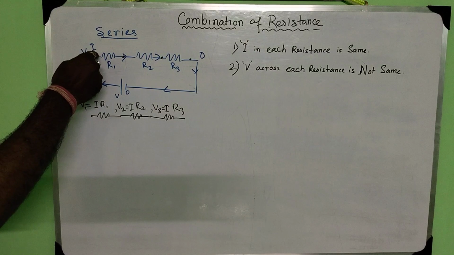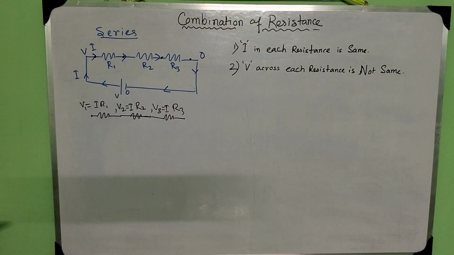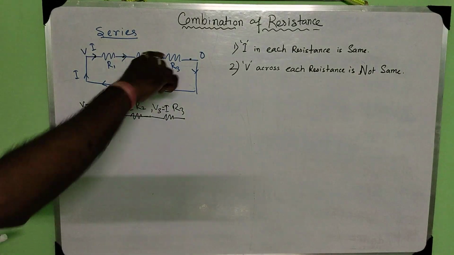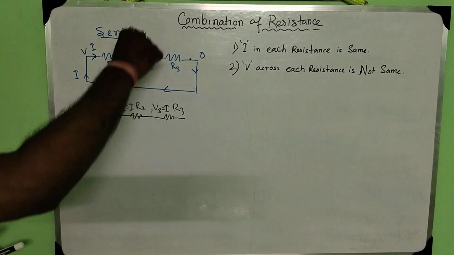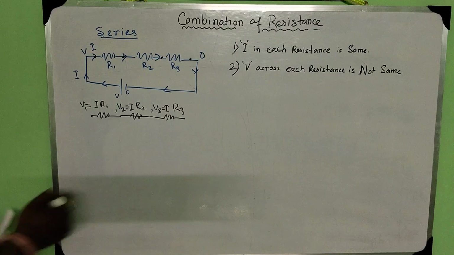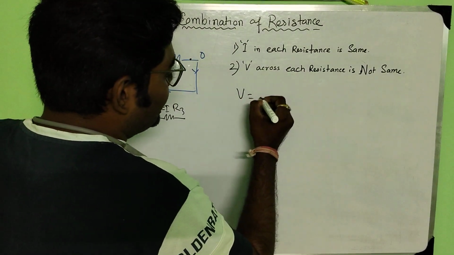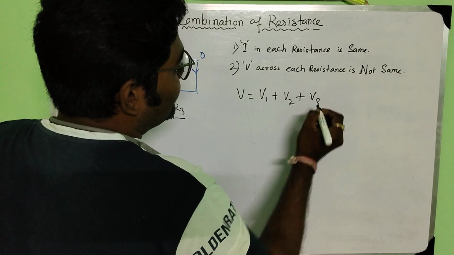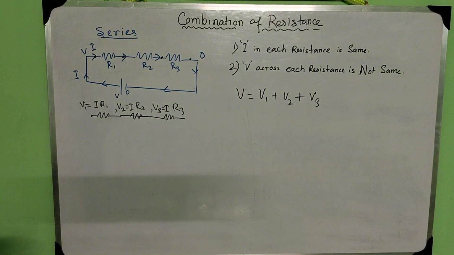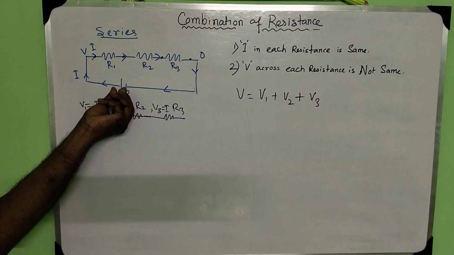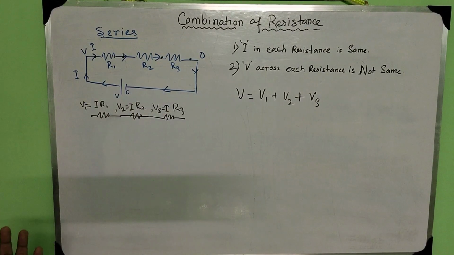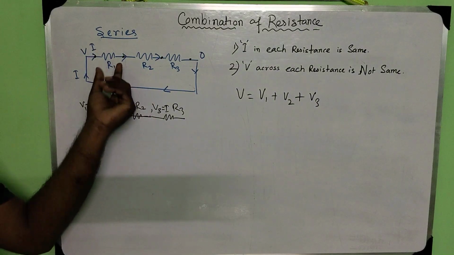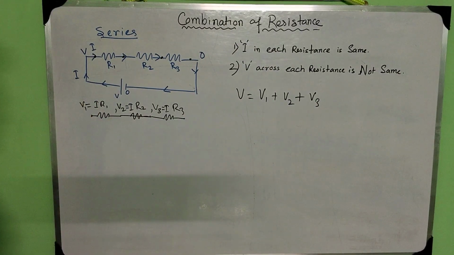Now the current will cause some voltage drop at R1, then at R2, then at R3, and then it will come to 0. So I can write V equals V1 plus V2 plus V3. That means the total voltage is dropped across the 3 resistances in the form of V1, V2, V3. That means resistance will drop the voltage.